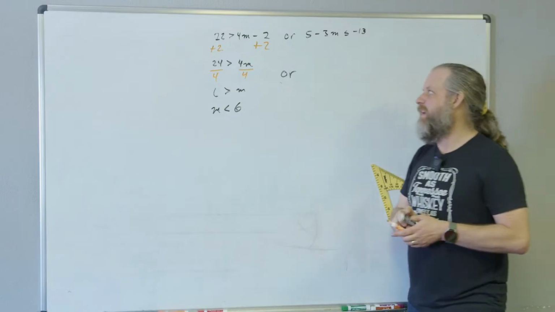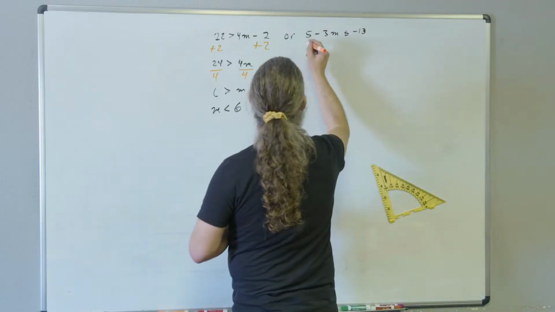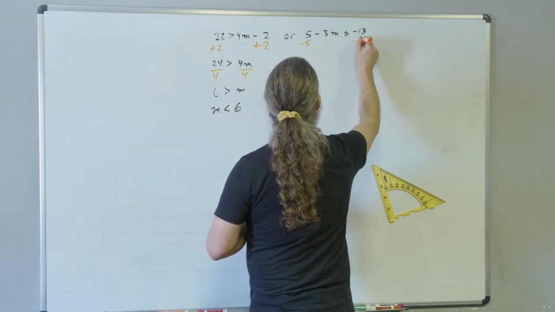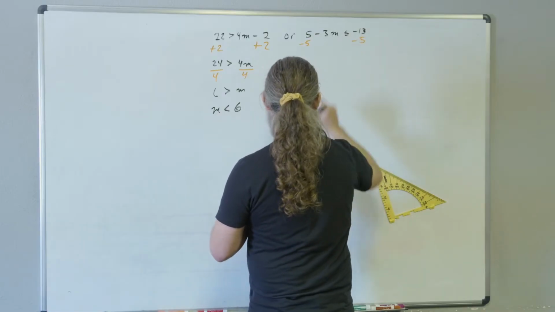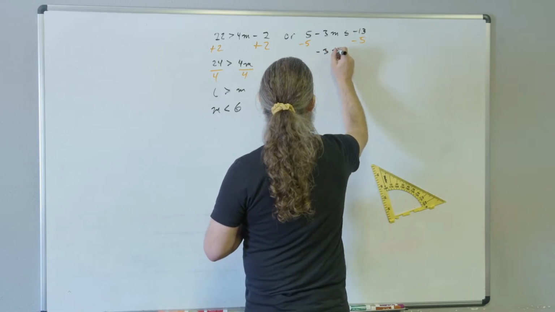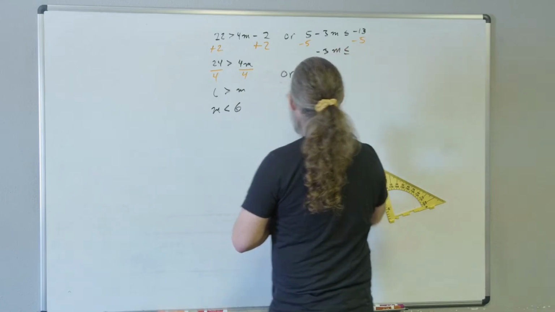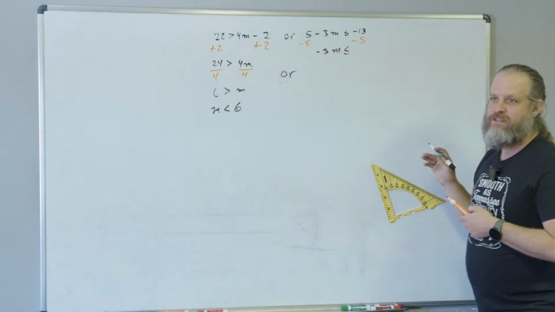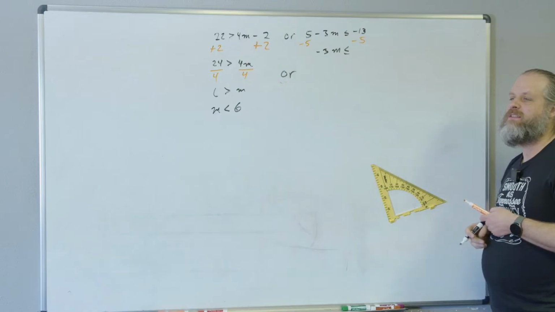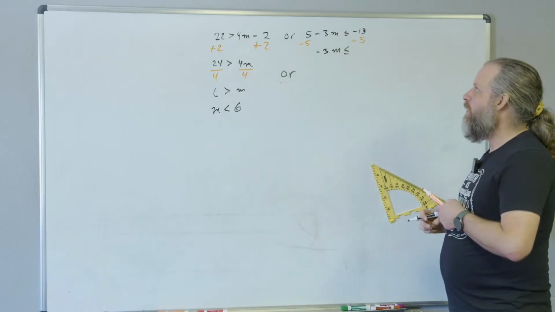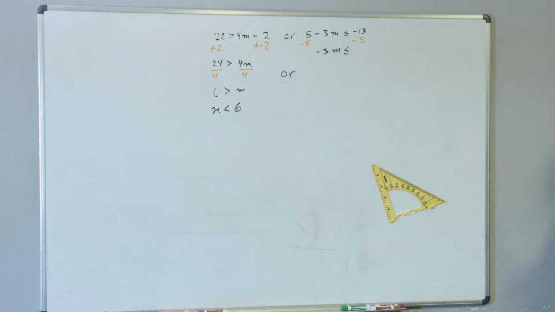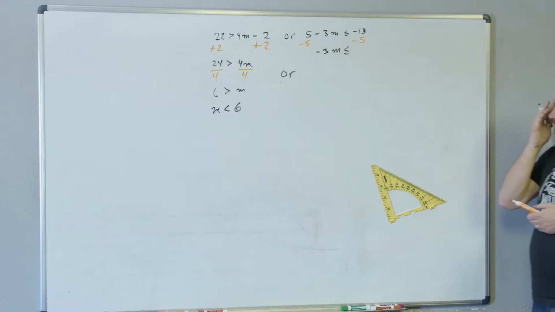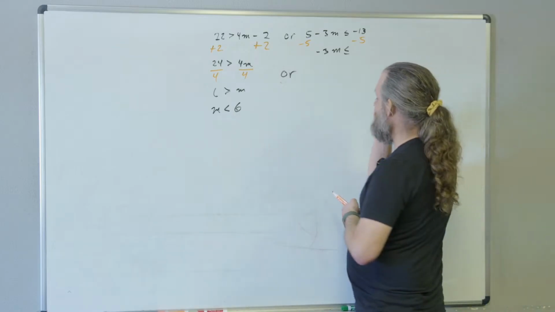Subtract 5 sounds lovely. -3m. Don't forget to bring down the negative. He stays there. What is -13 minus 5? -18.